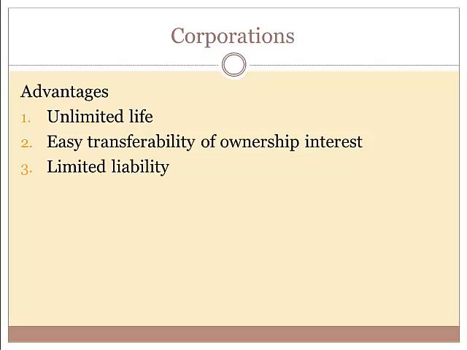A corporation also has easy transferability of ownership interest. You sell your shares. If the corporation is listed on a public exchange, it's usually very easy to transfer ownership. It may be a little bit more difficult if it's not listed on an exchange, but still a corporation. Nevertheless, it's much easier to do so than other forms of organization. And there is limited liability associated with a corporation.